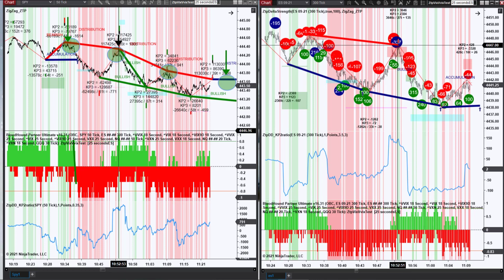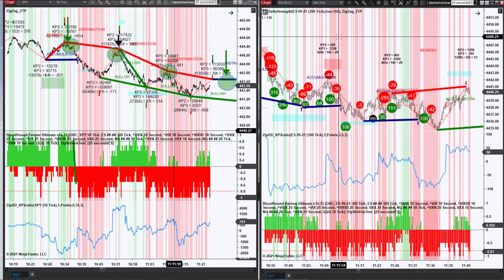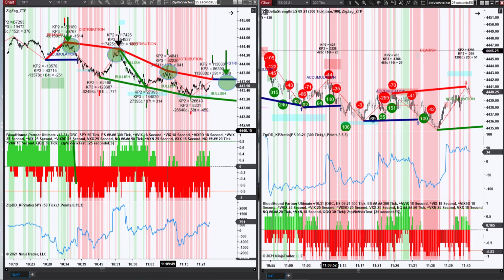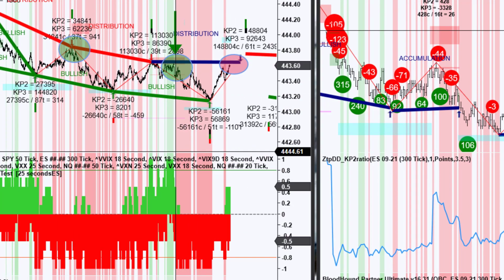trade, and we had distribution on both the SPY and the ES here. We follow that up with a third distribution short trade here and a fourth distribution short trade from here.